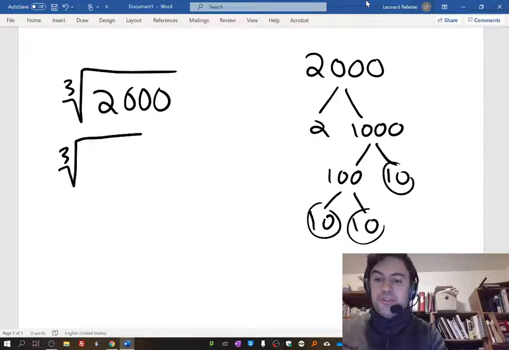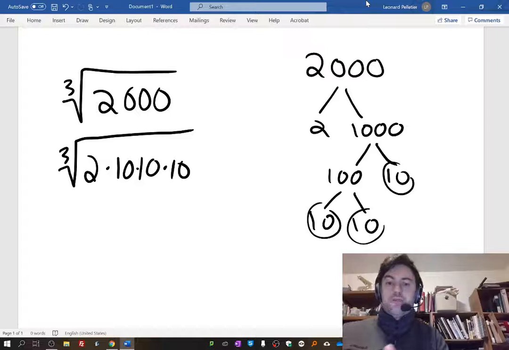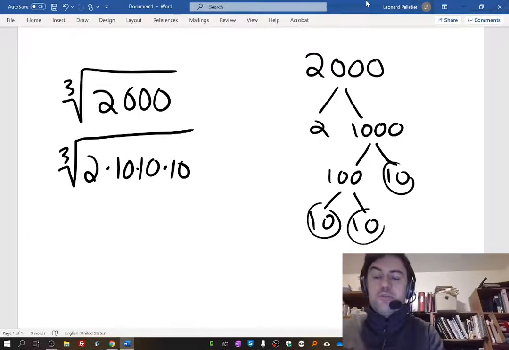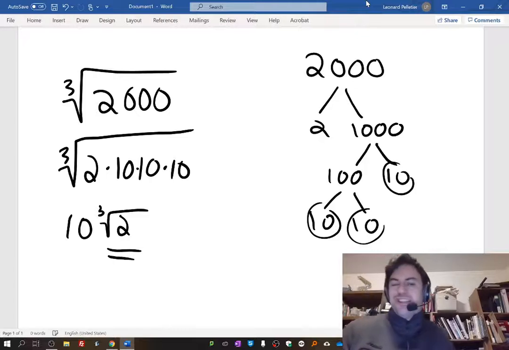So, the cube root of 2,000 is the cube root of 2 times 10 times 10 times 10. So now I can take the cube root of each of those separately, and the cube root of 10 times 10 times 10, that's just 10. So it becomes 10 cube root 2. And the 2 really can't go anywhere, right? We're stuck with that one.